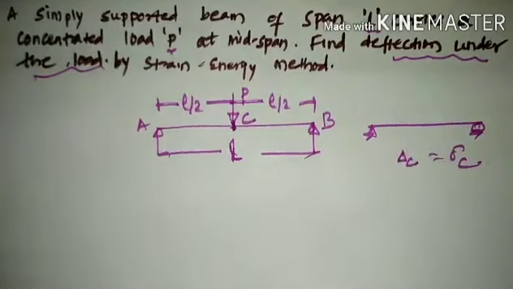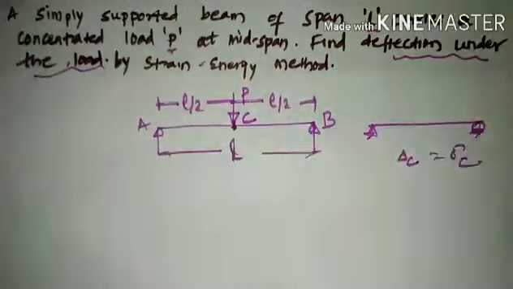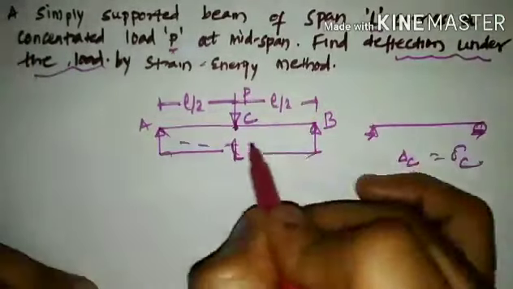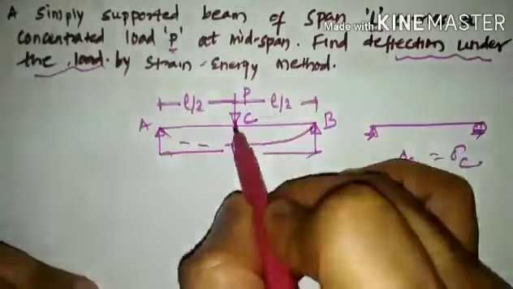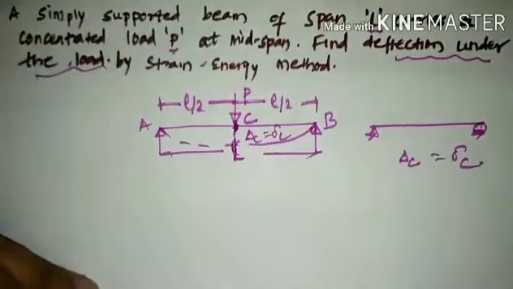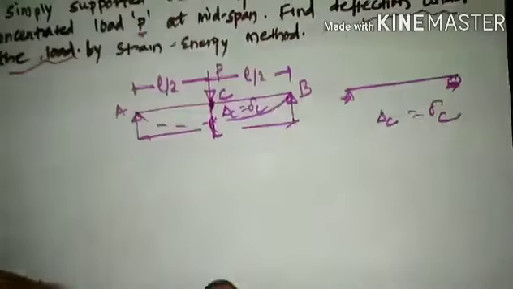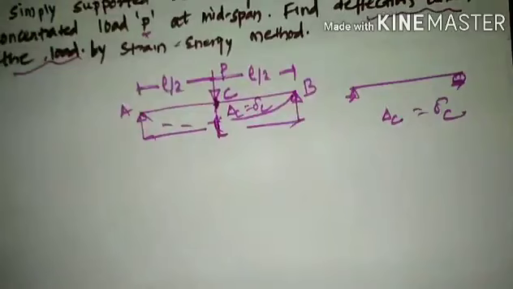Because of this loading, as it has been applied on the top fiber of the beam, the beam will deform in the downward direction. This downward deformation is called a sagging deformation, and we need to find this deflection, that is delta C, which will be the maximum deflection since it is at the center position. To find this, we need to adopt strain energy.